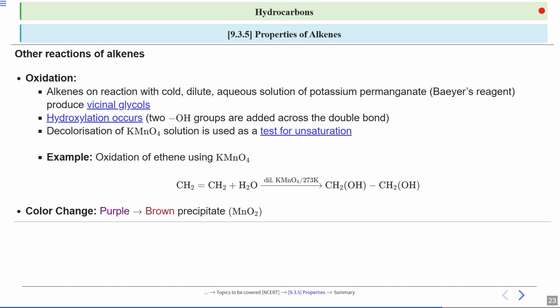What will happen during this reaction? Of course, a color change will occur. Basically, the purple color of potassium permanganate will be converted to a brown precipitate of MnO2. So, your KMnO4 is getting reduced because it is oxidizing your alkene to glycol.